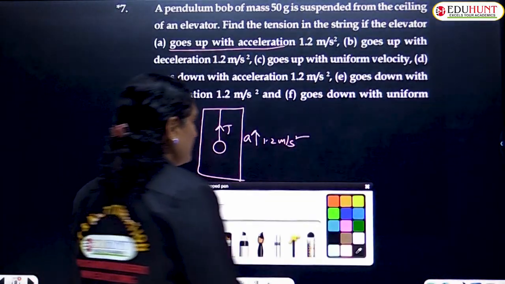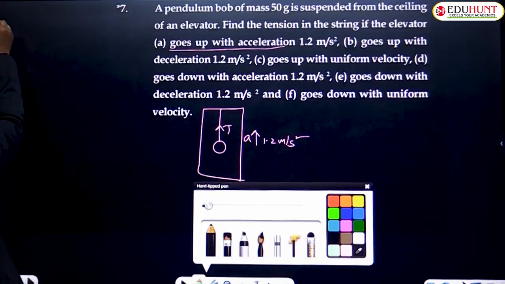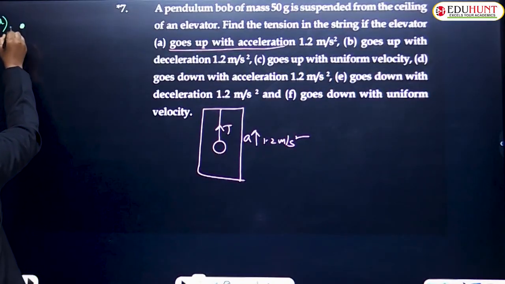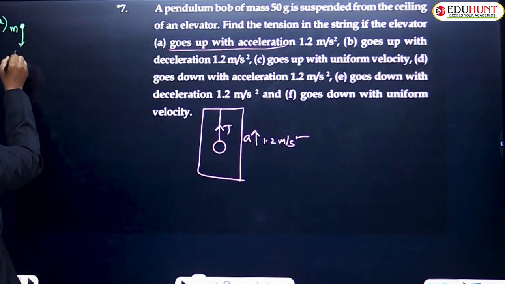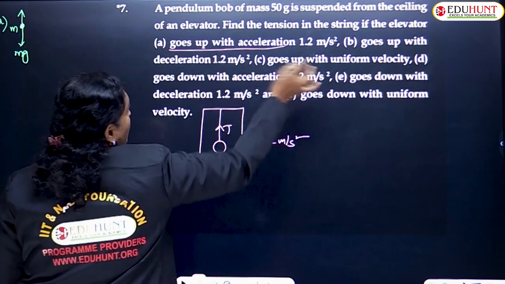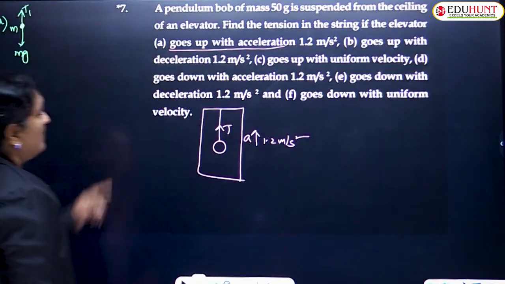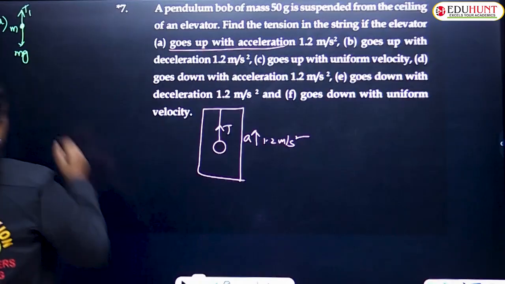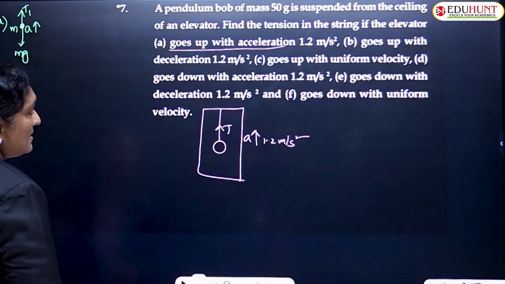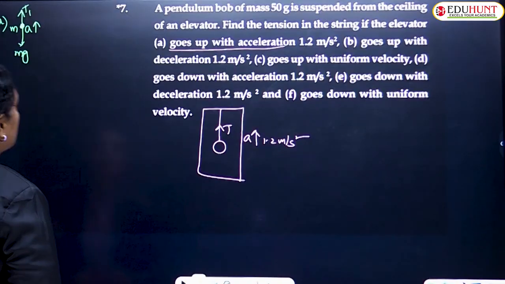First of all, let us draw the free body diagram. In order to find case 1, the free body diagram for this is: we need to consider the mass m whose weight is acting downwards, and tension for the first case, let me name it T1, and it was given that it goes up with acceleration a, taken as 1.2 meter per second square. Based on that, we need to solve the tension.